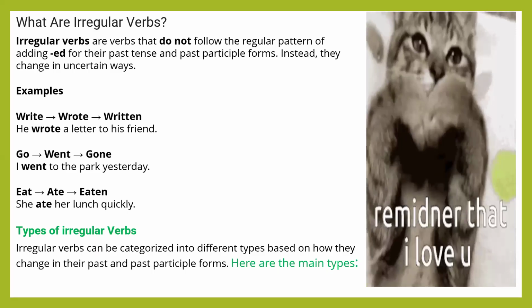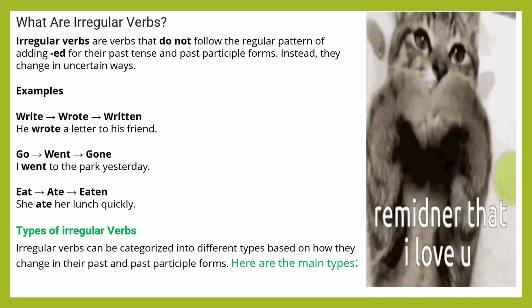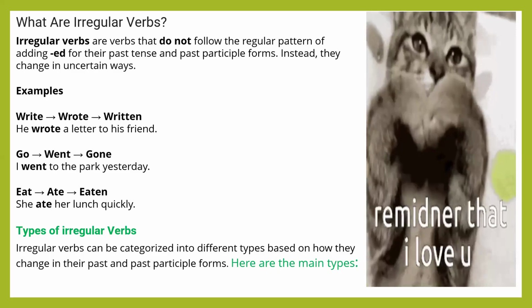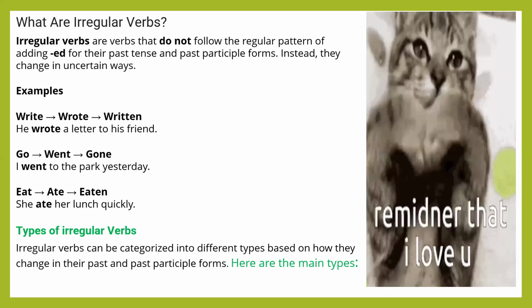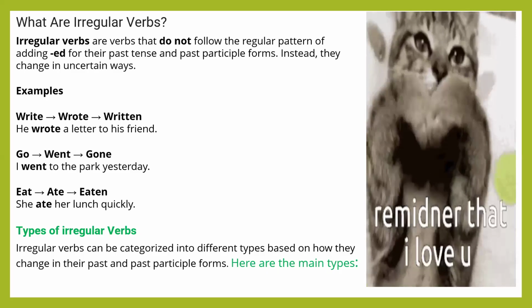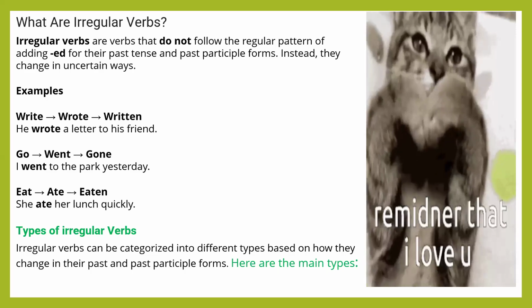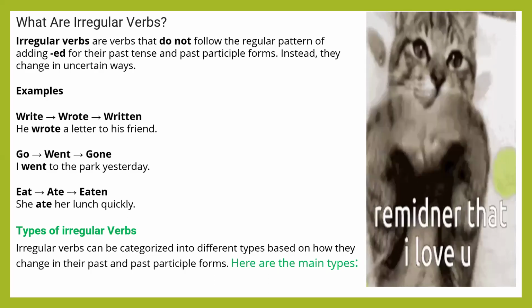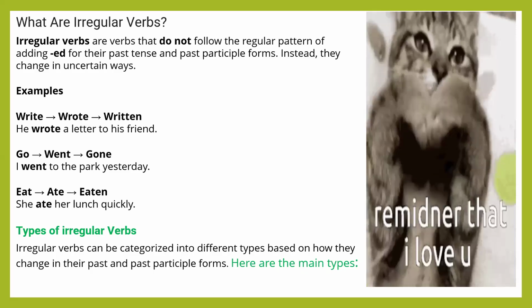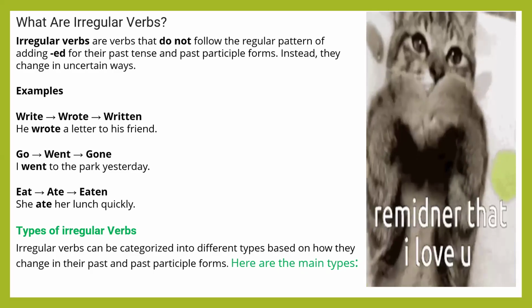So irregular verbs do not follow the regular pattern of adding ed for the past tense and past participle forms. Instead, they change in uncertain ways. Points should be noted: they change in uncertain ways, not any specific ways.